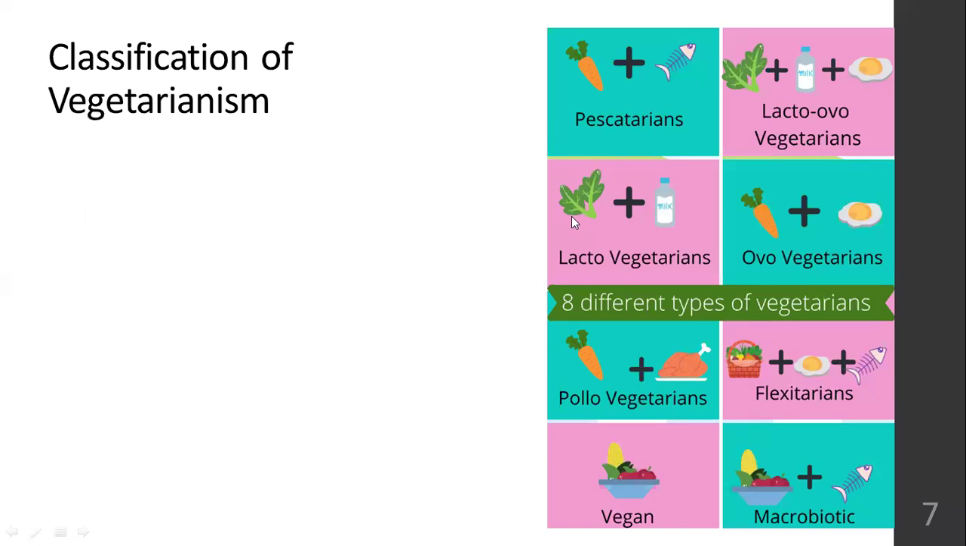Coming to the classification of vegetarianism. When we talk about vegetarianism, it doesn't only mean people who avoid meat or fish. There are different categories of vegetarianism. The first one is semi-vegetarianism. So what do you think a semi-vegetarian would be? Do you think they will eat meat and fish and egg as well?